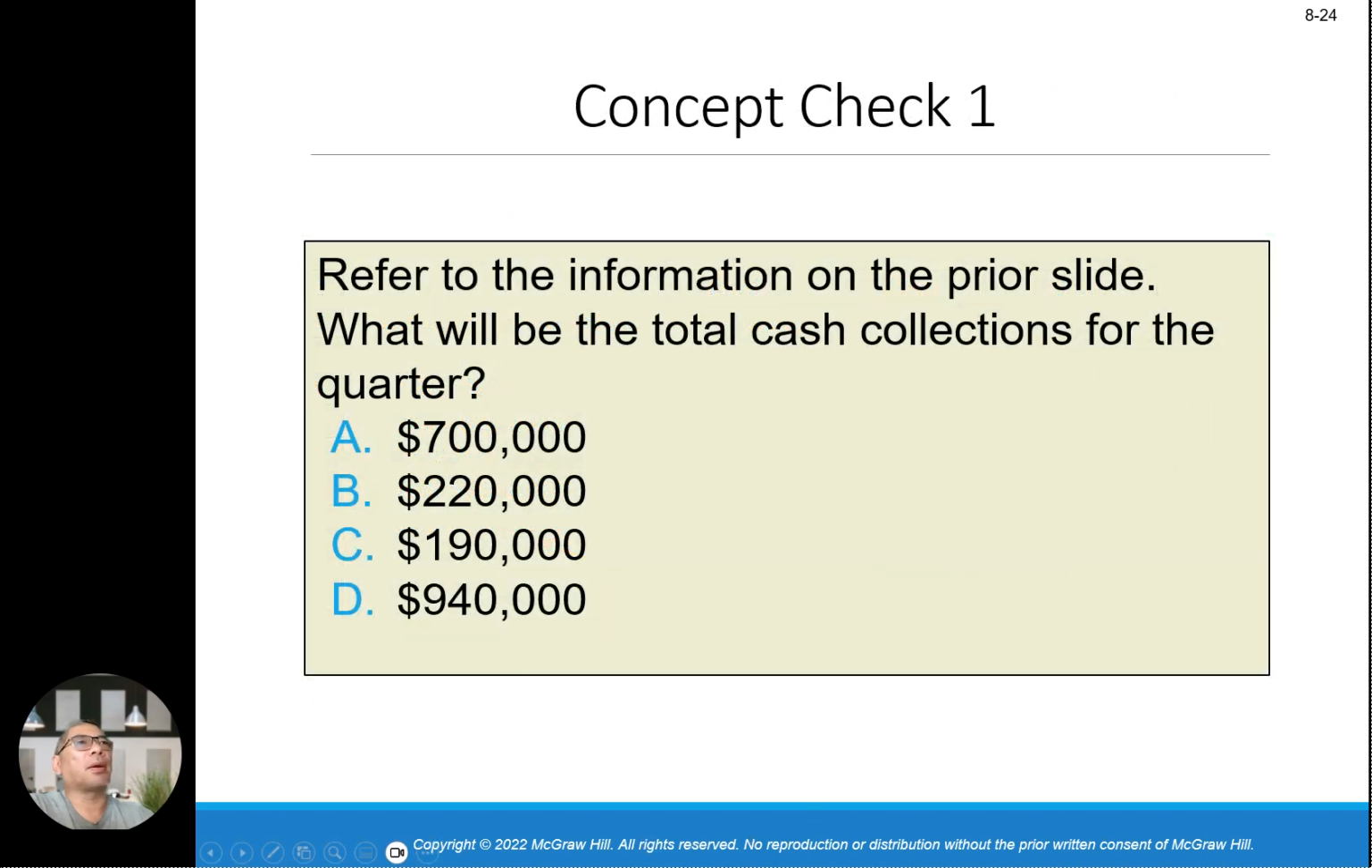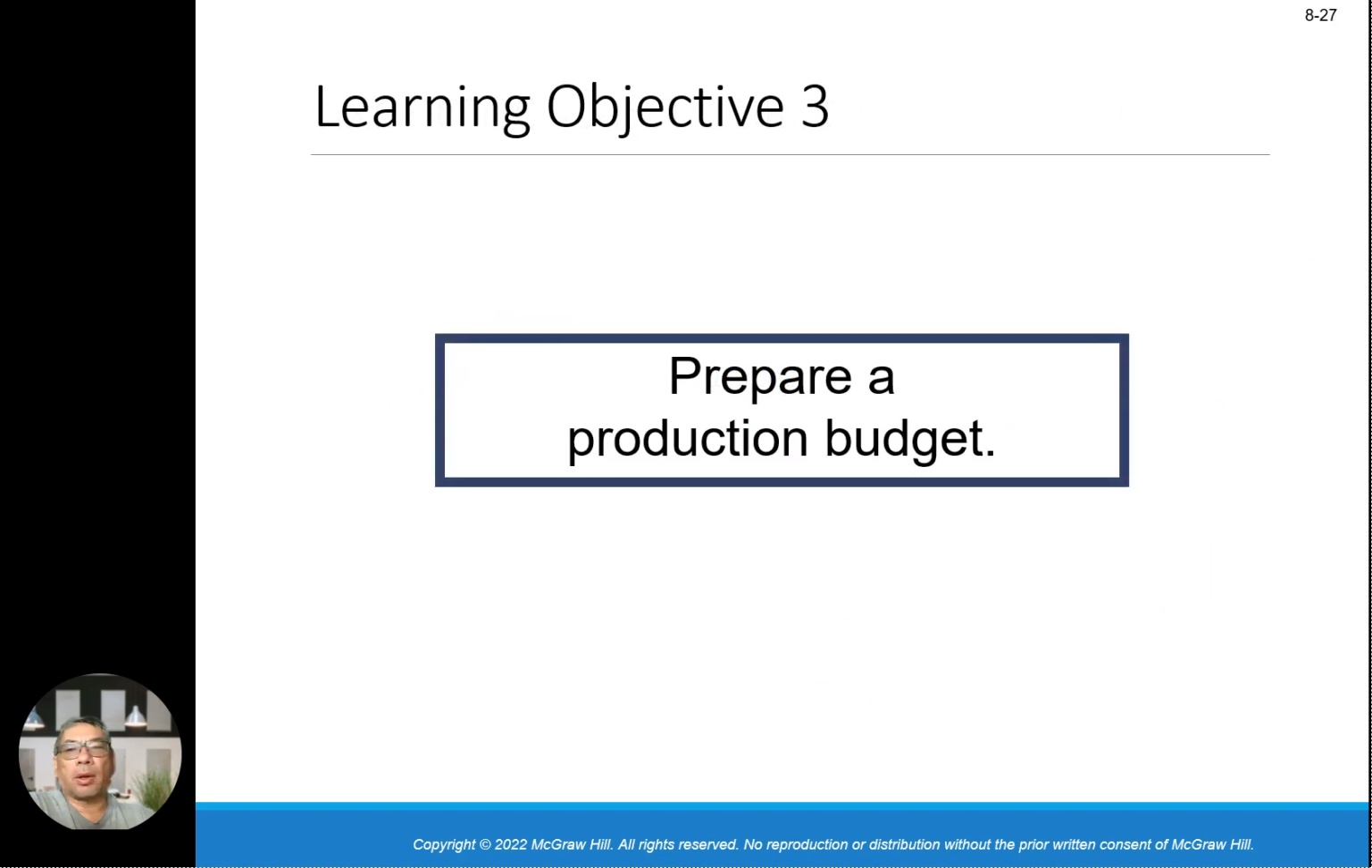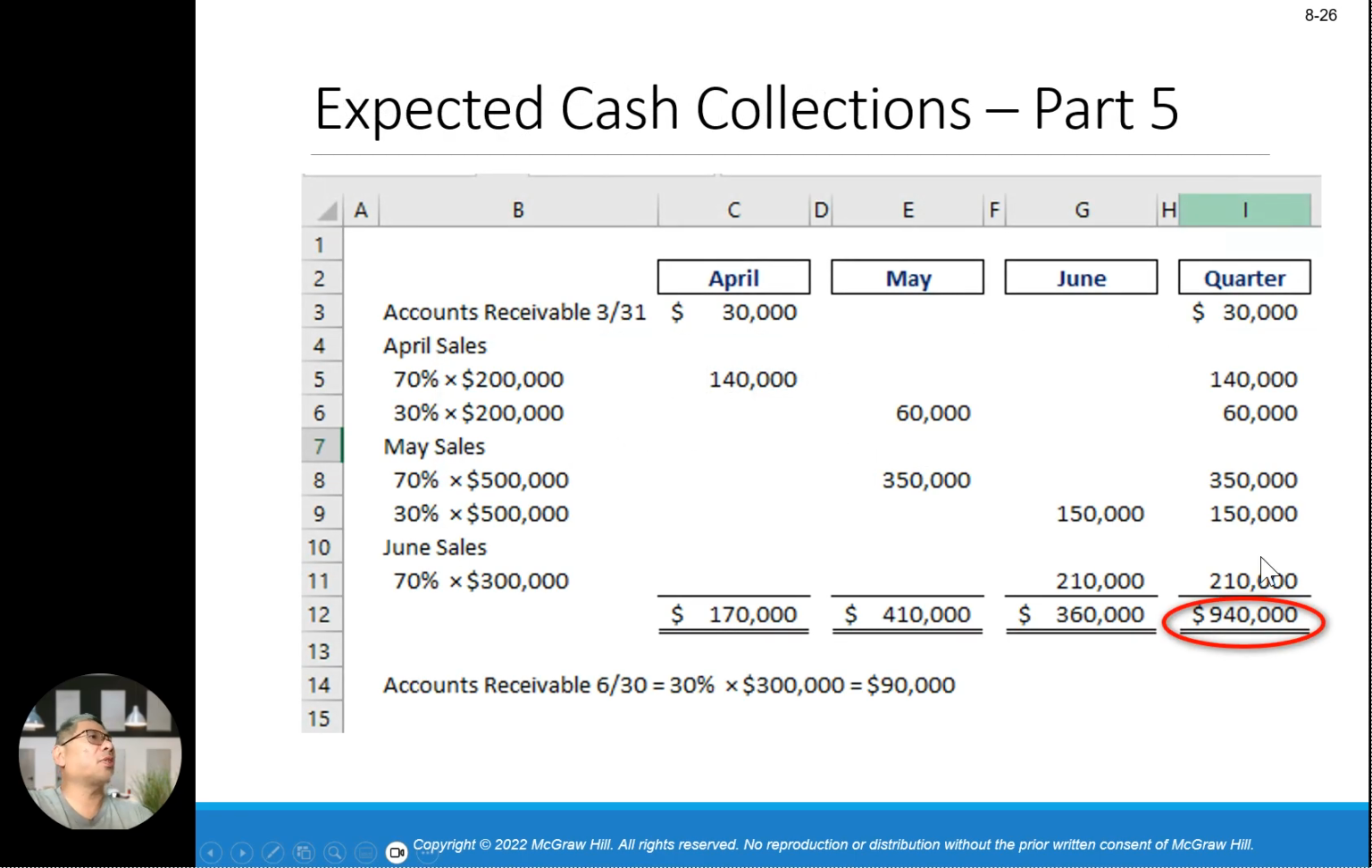Sales budget in May. All right, let's look at the logic here. This is given to you here.